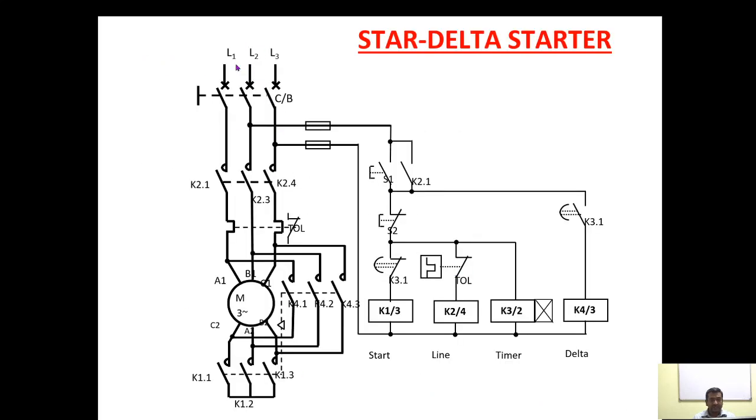This is a power circuit: supply terminals, circuit breaker, contacts, the star contactor, then delta contactor. These are the main contactor. Then start contactor coil, main contactor coil. There is a timer to switch on from star to delta in case of automatic star delta starter, and for manual there is no timer, you have to switch on manually from star to delta. Then this is a delta contactor coil.